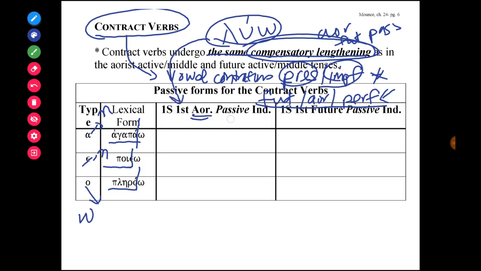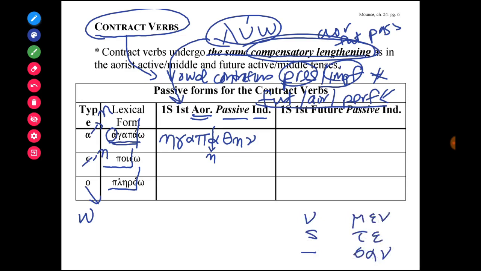So if I want to do the aorist passive indicative for agapao, first give me my augment, which is an eta, because agapao begins with a short vowel in front. And then here's my verbal root. And then instead of an alpha here, I'm not going to use the alpha, it compensatory lengthens to an eta. And then I add the tense formative the, and then the first person singular suffix ending is the n. Remember that we learned that it's n, s, nothing, men, te, san for the aorist passive forms.